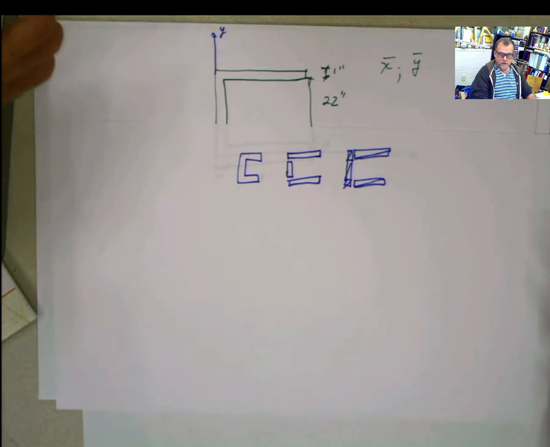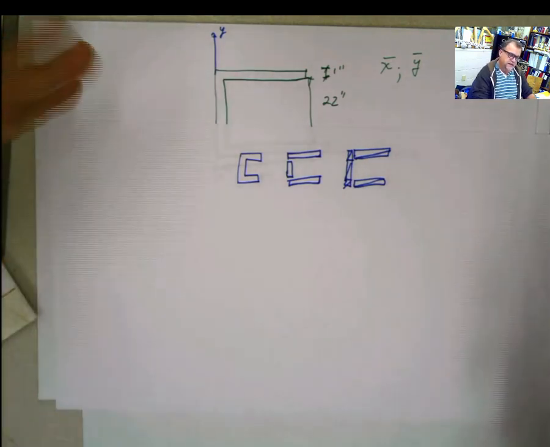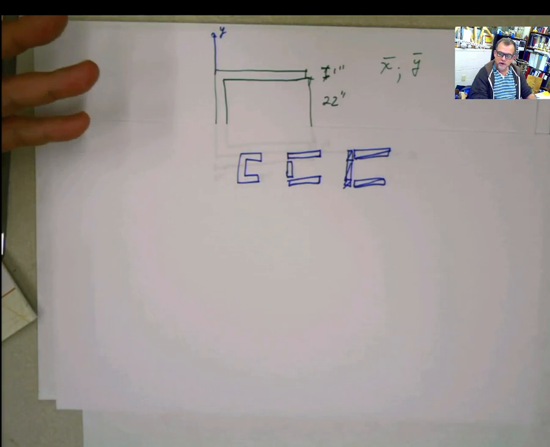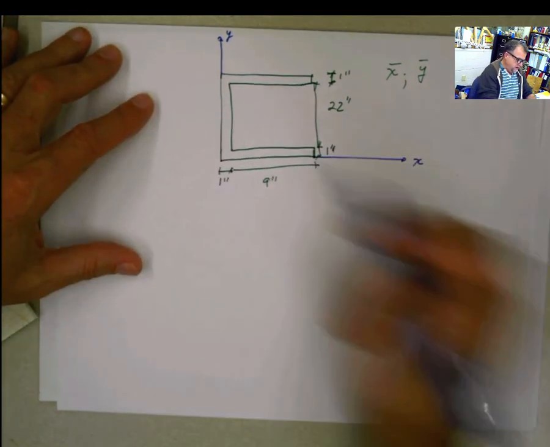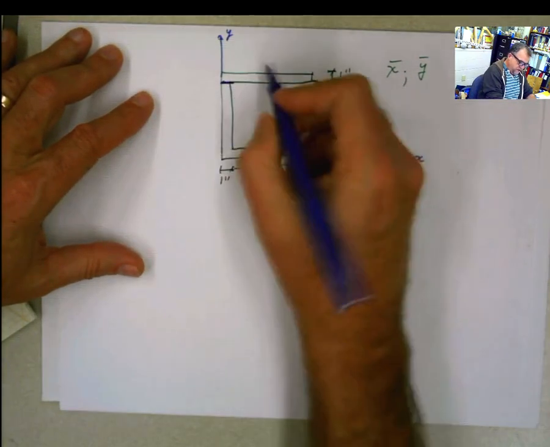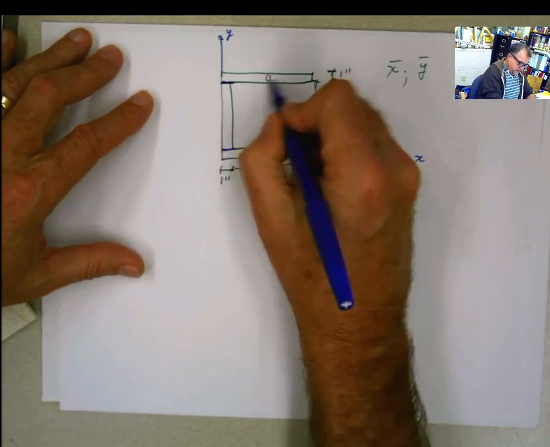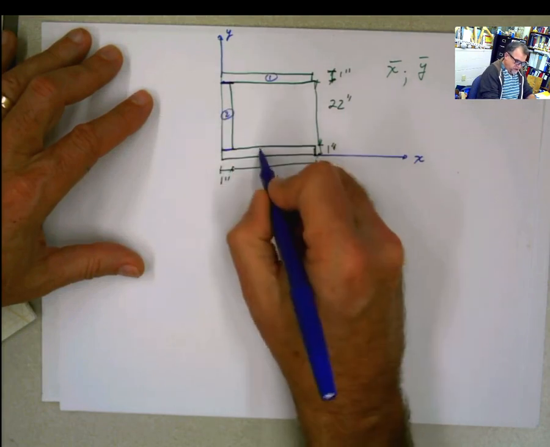So what you have to do basically here is select the least amount of figures that you feel comfortable working with. In this case, I'm going to cut this into three figures. So I'm going to say this is my figure one, my figure two, and my figure three.